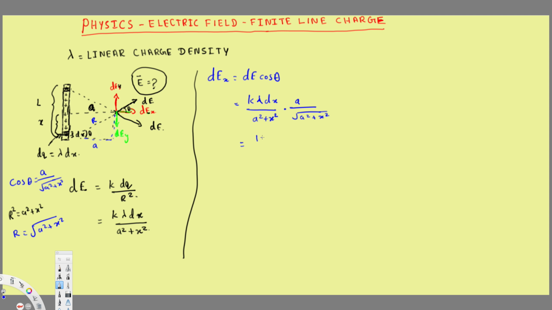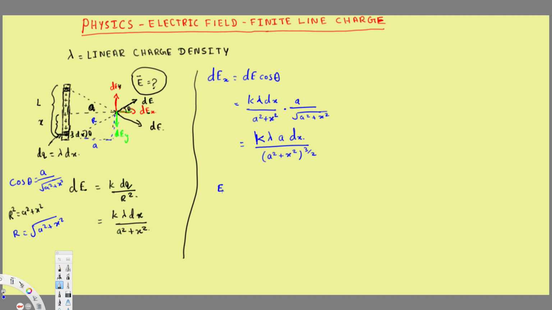So we can add them together. So let's add them together. So dE is k lambda a dx over (a square plus x square) power 3 by 2. Now we have dEx, but we are trying to find the Ex, right? Since this is in dEx, if I integrate that one, I will get the Ex. So let's integrate that one.